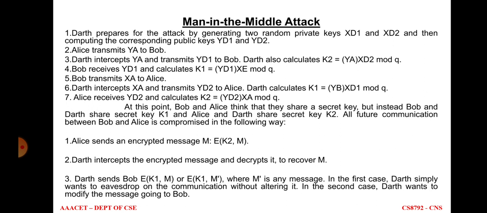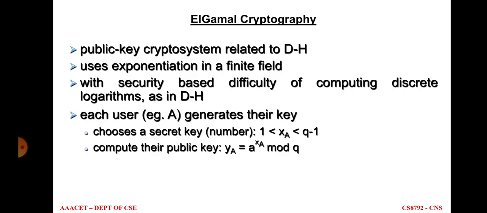Again I repeat, at this point Bob and Alice think that they share the original secret key values k1 and k2, but actually Bob and Darth share the secret key k1, because Darth generates the key value k1 using the value from Alice, right? And Alice and Darth share the secret key k2, because here also Darth generates the key value using the information from Bob. So this attack is known as the man in the middle attack, because the man Darth appeared between both persons, Alice and Bob, and modified some information.